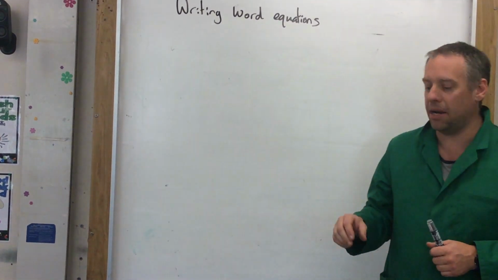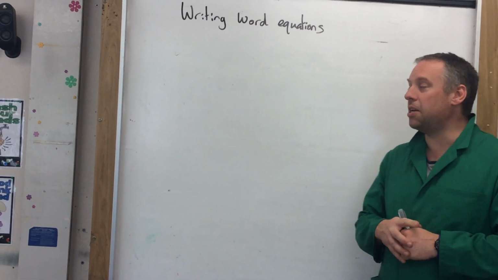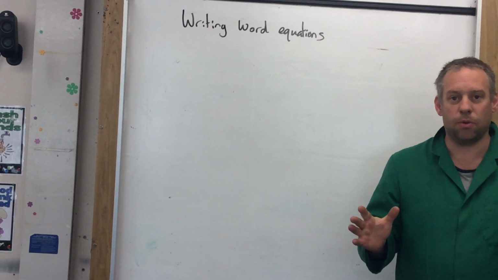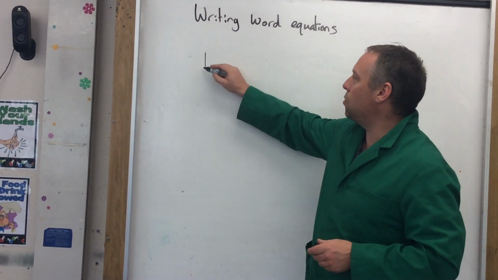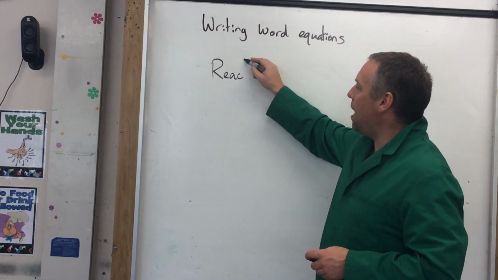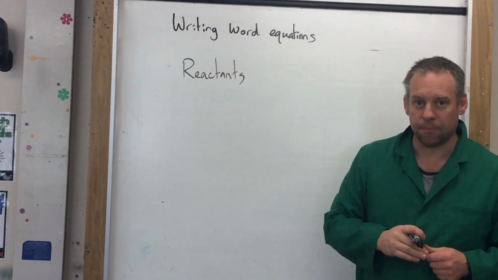Today we're looking at writing word equations, and we're just going through the common entrance syllabus of how best to do this. In order of writing a word equation, there are two sides to a word equation that we need to bear in mind. The first side is called the reactants, and these are whatever chemicals you're putting into the experiment.